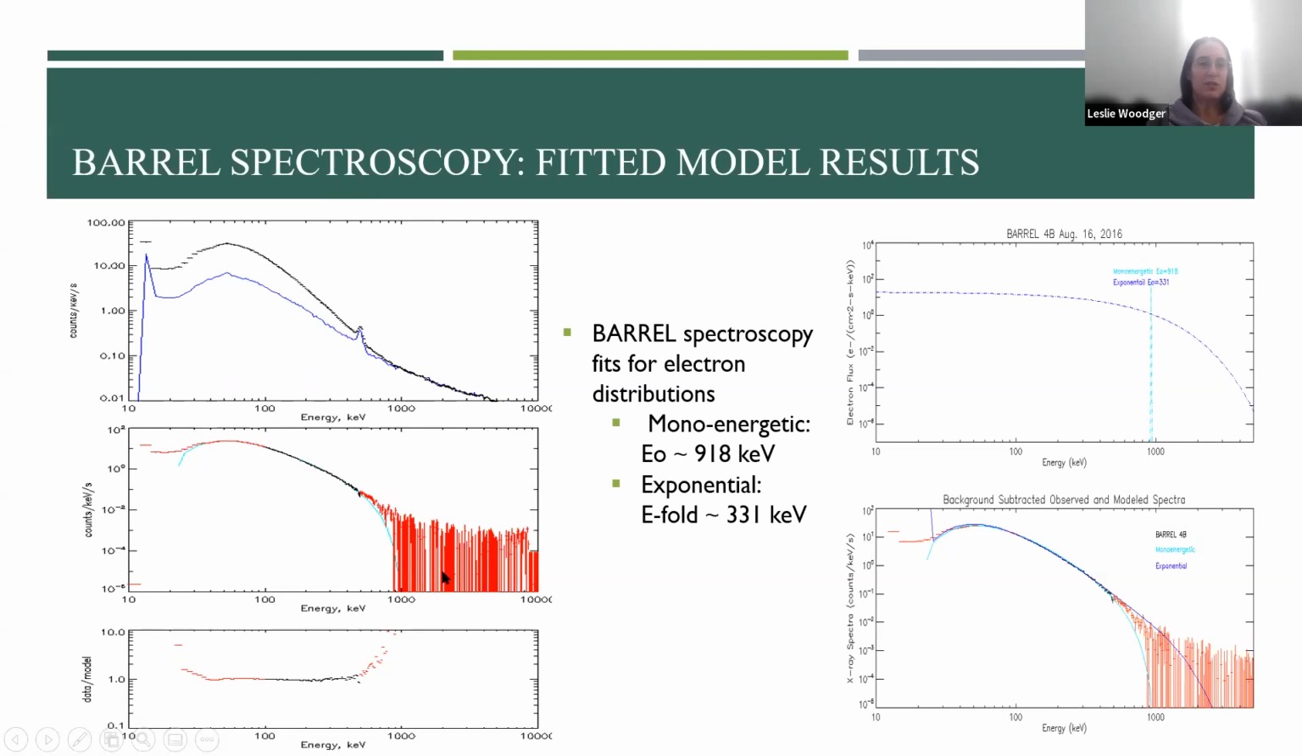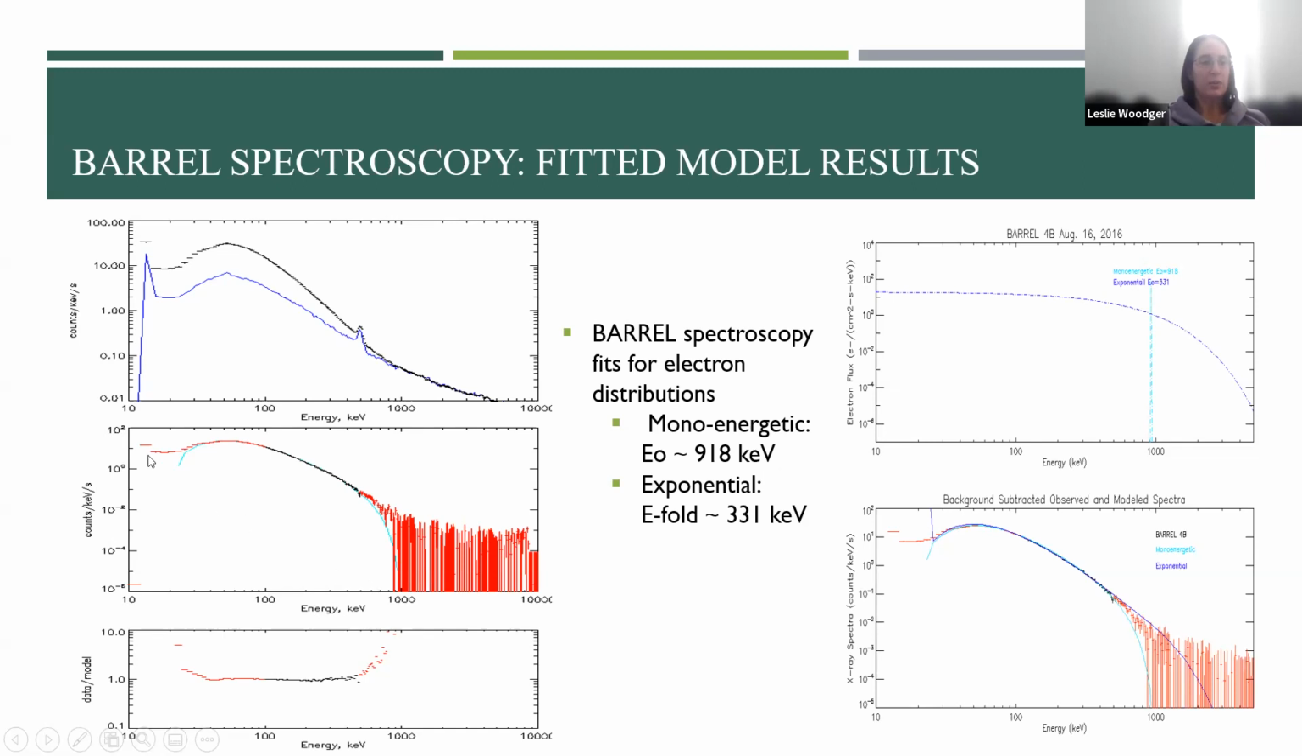And so here is an example of the output. This is the output that you get from the Barrel spectroscopy code. For this particular instance, I think I'm running a monoenergetic assumption. The top panel is showing you the background X-rays that are being subtracted off in blue and the original observation in black. And then your energy spectrum is in the middle panel, where you have counts per keV per second on the Y and energy in keV on the X.